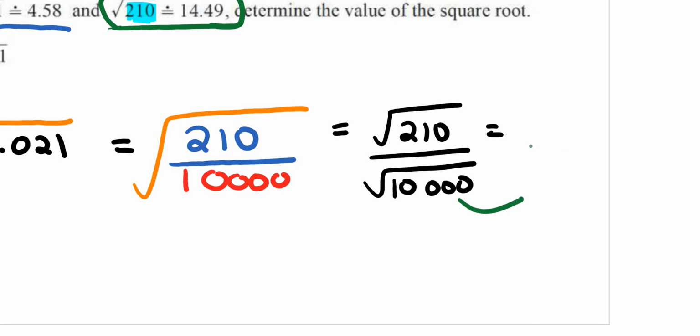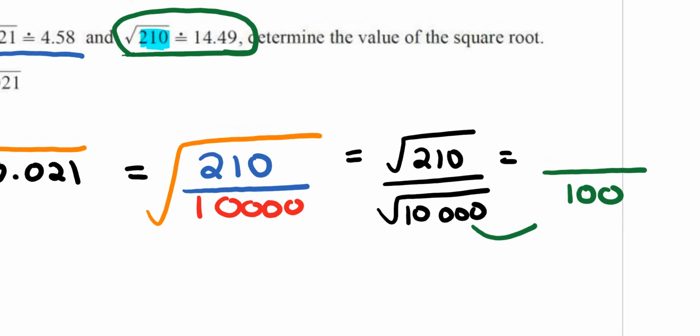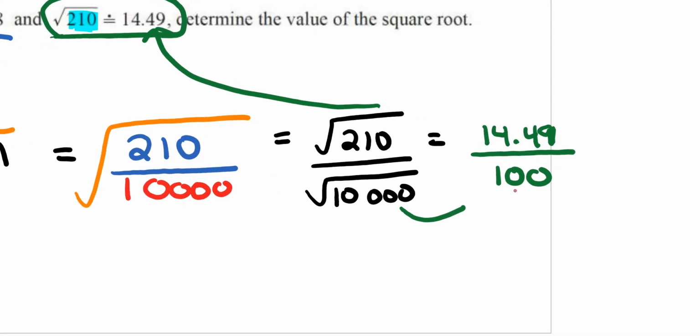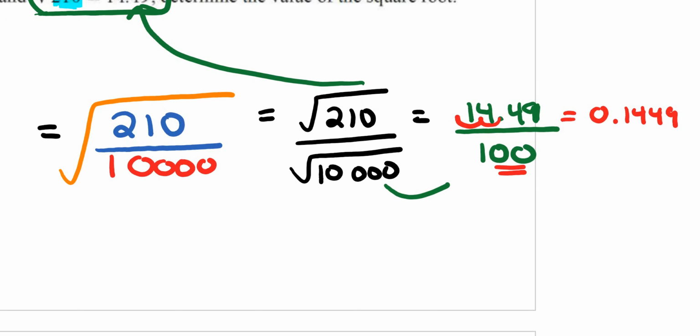All right, let's continue here. The square root of 10,000 is going to be 100. And remember, the square root of 210 is 14.49. Then if we're dividing by 100, since there are 2 zeros, you just move the decimal spot 2 spots over. So 1, 2. Our final answer is 0.1449. And that's it for this first homework video guide. I'll continue the rest of the problems in the second video.